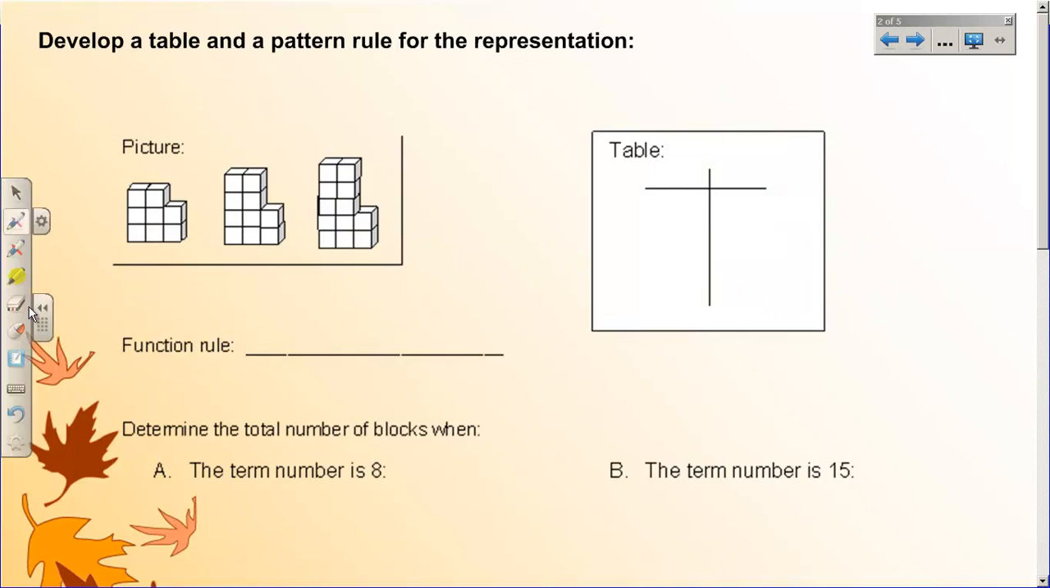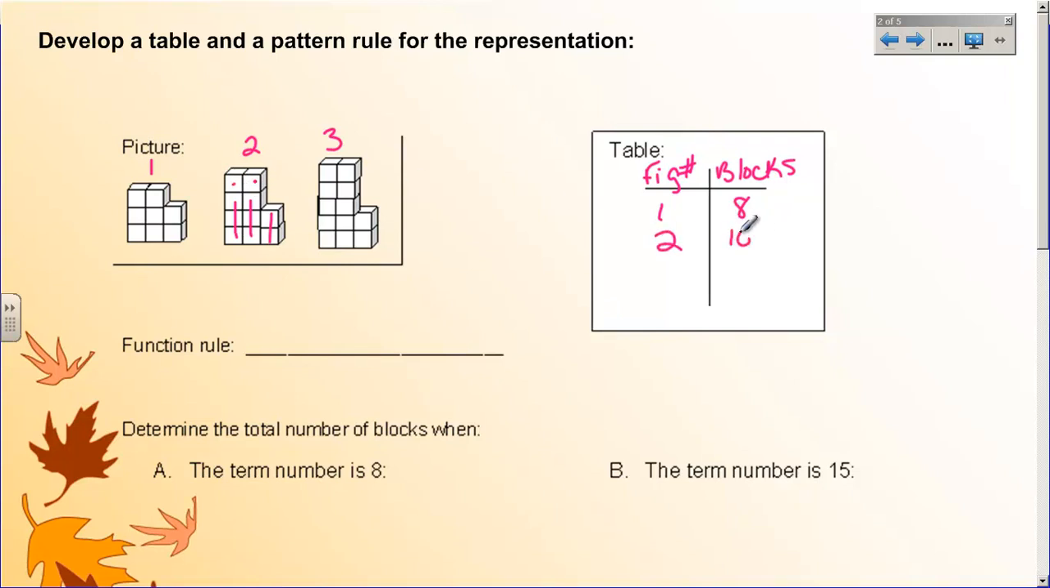So let's start. Okay, we want to come up with a table and a function rule for this picture right here. Well, if this is figure 1, this is figure 2, and this is figure 3, my table looks like this. This is figure number, and this is the number of blocks for that figure number. And so figure number 1, you can count, it has 8 blocks. Then figure number 2 has those 8 blocks plus 2 more. So figure number 2 has 10 blocks. Figure number 3 has those 10 blocks plus 2 more. So figure number 3 has 12 blocks.